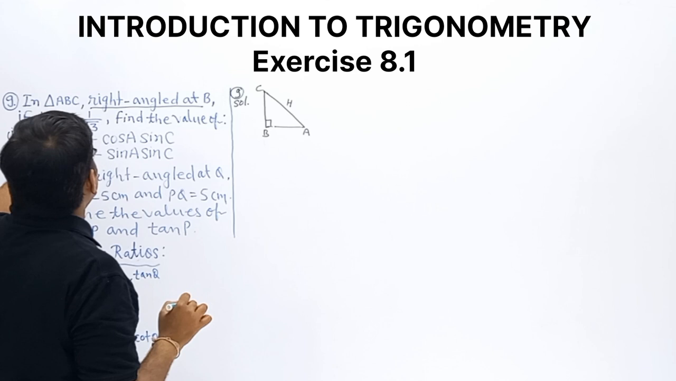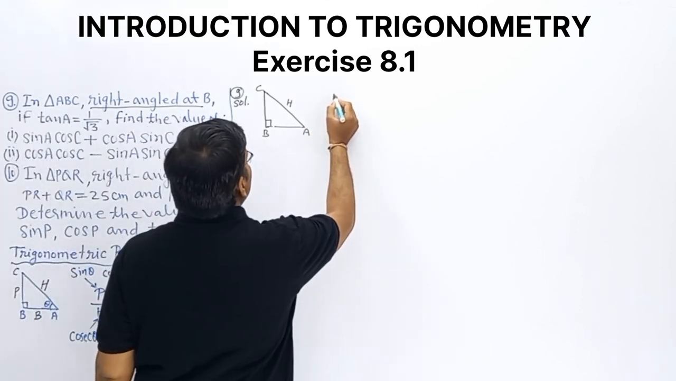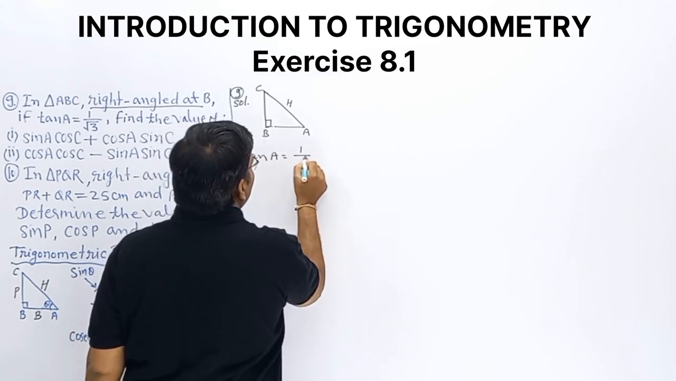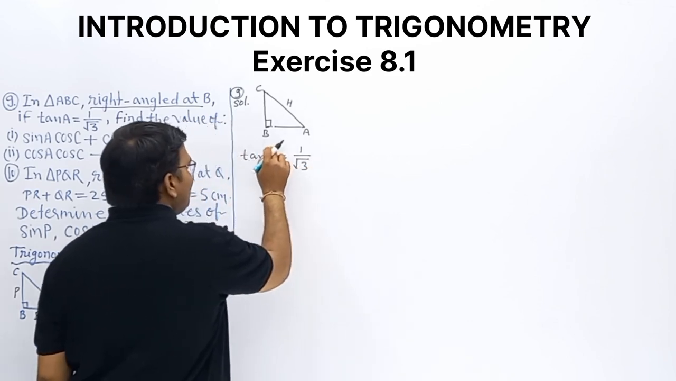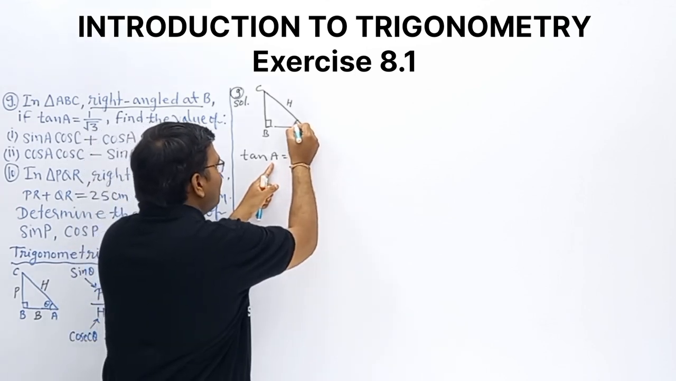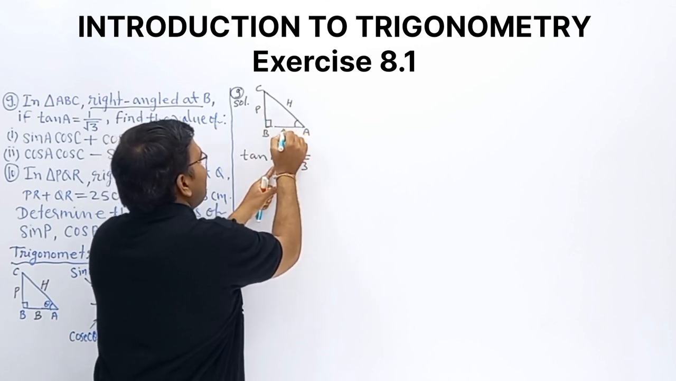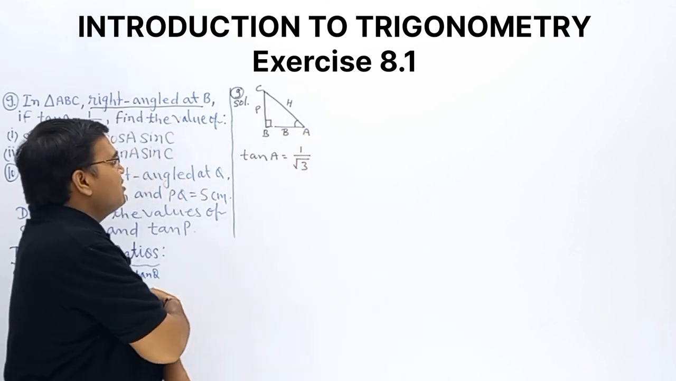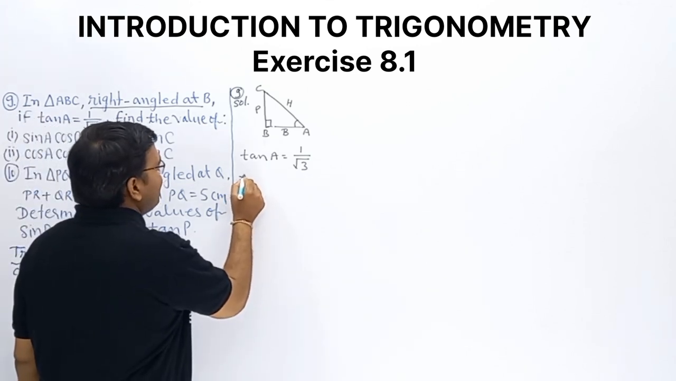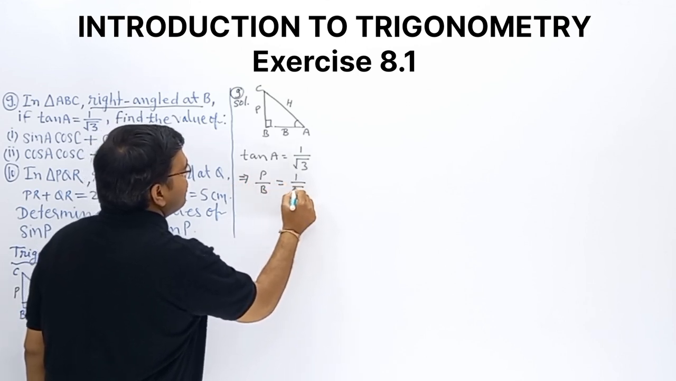Now we are given one ratio, tangent A equal to 1 upon square root of 3. A is an acute angle, so its opposite side will be the perpendicular and its adjacent side will be the base. Clear? Tangent theta is perpendicular upon base, so perpendicular upon base equals 1 upon square root of 3.